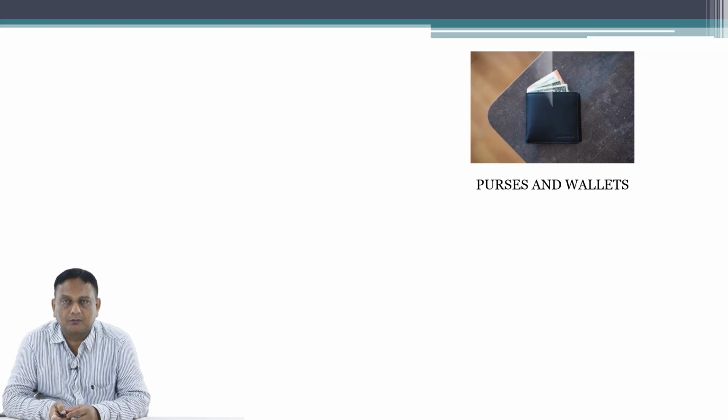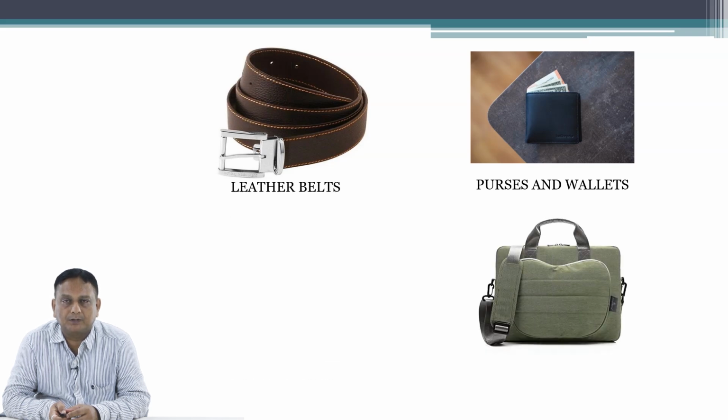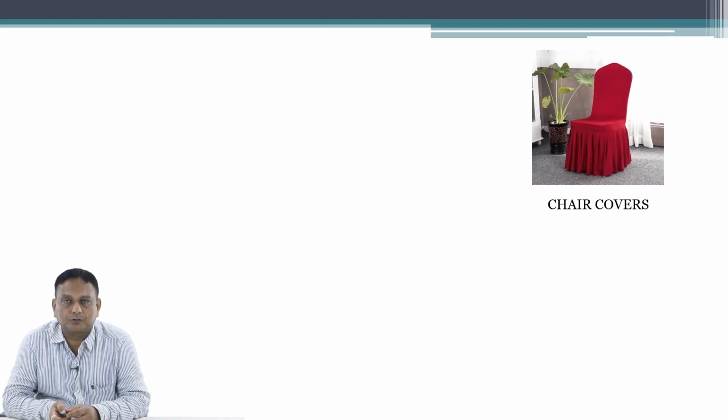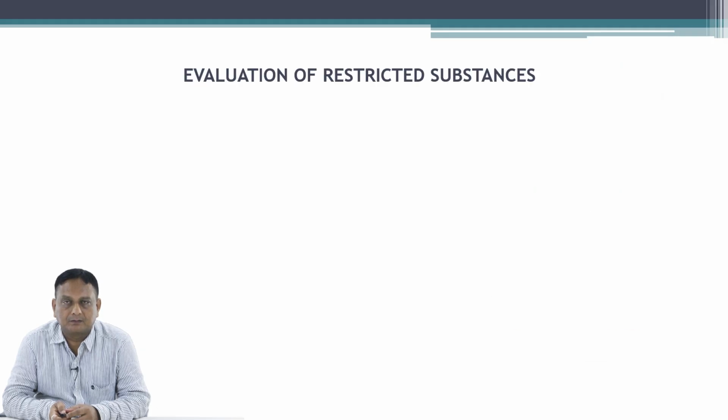It can be found in the gloves also. Purses and wallets also are not exempted from it. There also one can find such kind of products, harmful material. It is found in the leather belts also. It is found in the different types of briefcase, bags, etc. It is also found in the chair covers. It is also found in different types of toys.